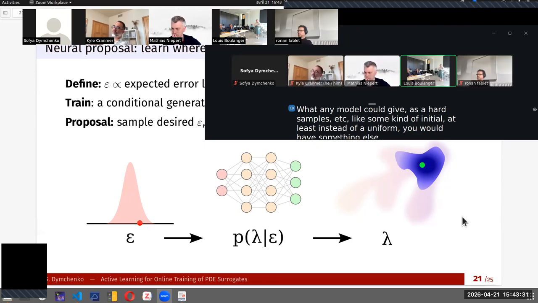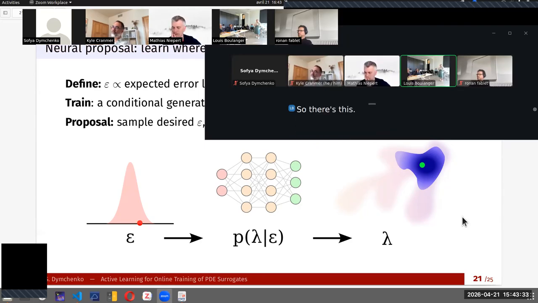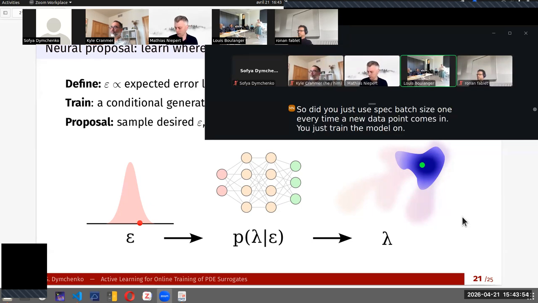So there is this, and then the experience with the buffers, etc. So did you always use batch size 1? Because you get incoming new data points from your numerical solvers, right? Did you just use batch size 1 every time a new data point comes in, and train the model on that, warm started, or?